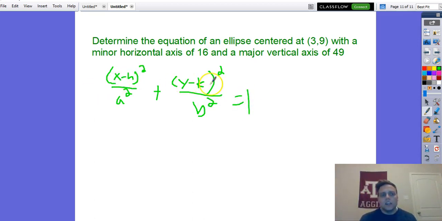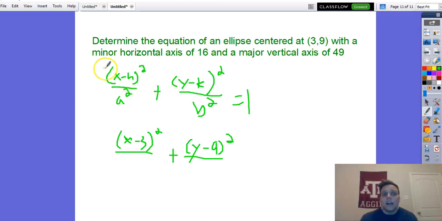Okay, now h and k just represent my center. My center is 3, 9. So if I plug those in, I would get x minus 3 squared, and we'll take care of that a in just a second, plus y minus 9 squared. Okay, so now let's get this a and this b.